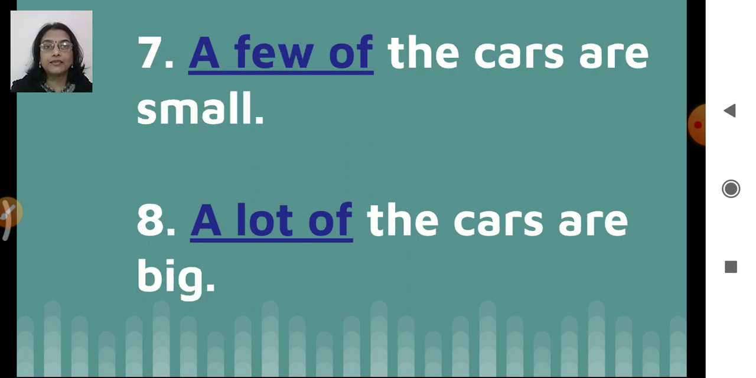7th one. A few of the cars are small. Again, check. Yes, some are big, some are small, right? But few are small. So, our answer is a few of the cars are small, small in size. The 8th one, a lot of the cars are big. Yes, few are small. That means the rest, more of them are big. So, answer is a lot of the cars are big.